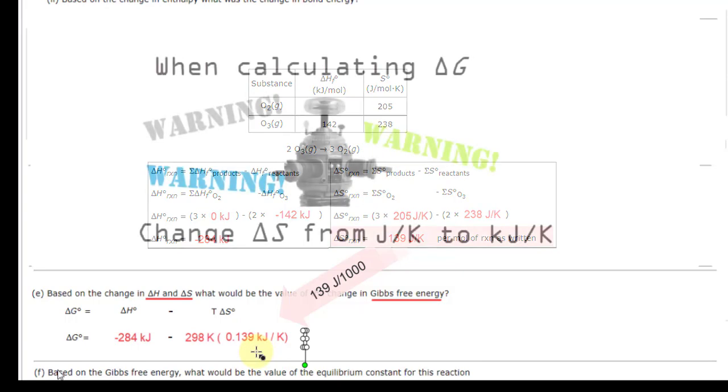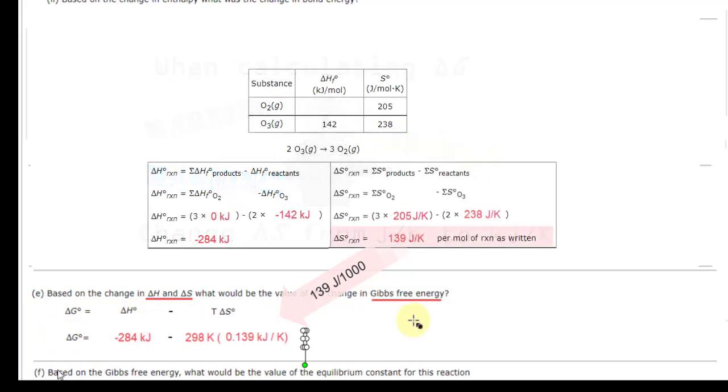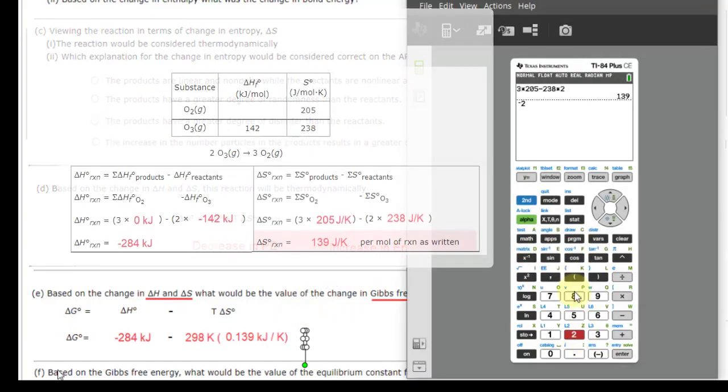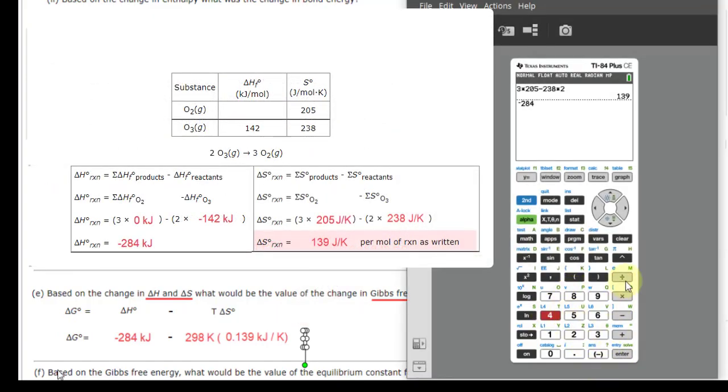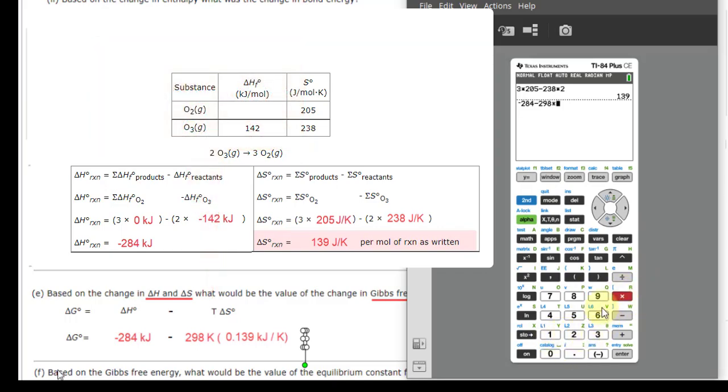Again, warning, warning, warning: the entropy is in joules, but enthalpy is in kilojoules, and almost always delta G is in kilojoules. Calculator, 248. Now we have a subtraction. 298, that's standard temperature, room temperature, 298 Kelvin, 25 Celsius. Multiply by, you could do 139 divided by 1,000. It's simpler to put in 0.139. My signs are correct.